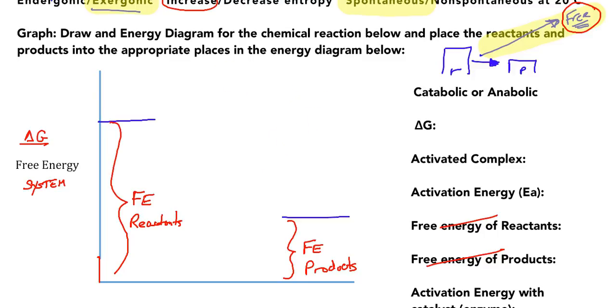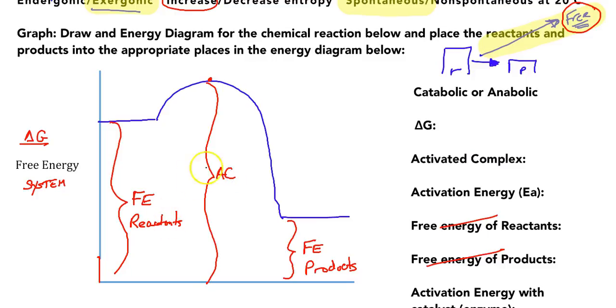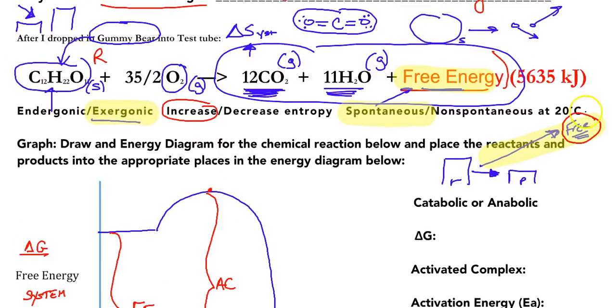And I'm going to draw it here. So in order for this to react, what actually happens when we plot the free energy change looks something like this. Now, let me explain what's happening. This is the highest peak, and we're going to call this the activated complex. So I'm just going to make it AC for all intents and purposes. Now, what's the activated complex? Well, what are the reactants? The reactants are basically the sugar and the oxygen.